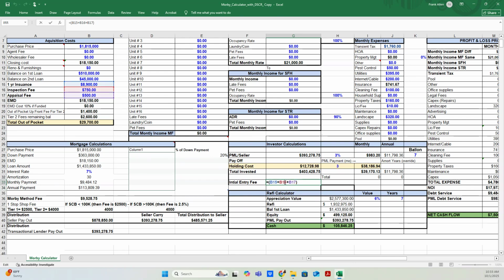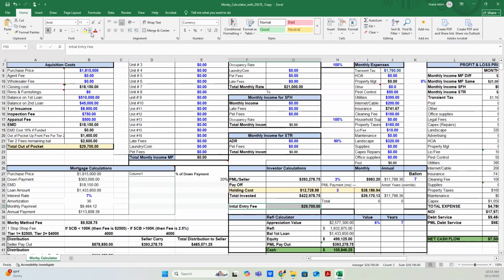Initial entry fee. That's not true. Initial entry fee will be this. It's going to be the EMD. And it's also going to be this. And can I change it to a yellow? Like a pale yellow. That'll work. Because anything in yellow is the same number as that.